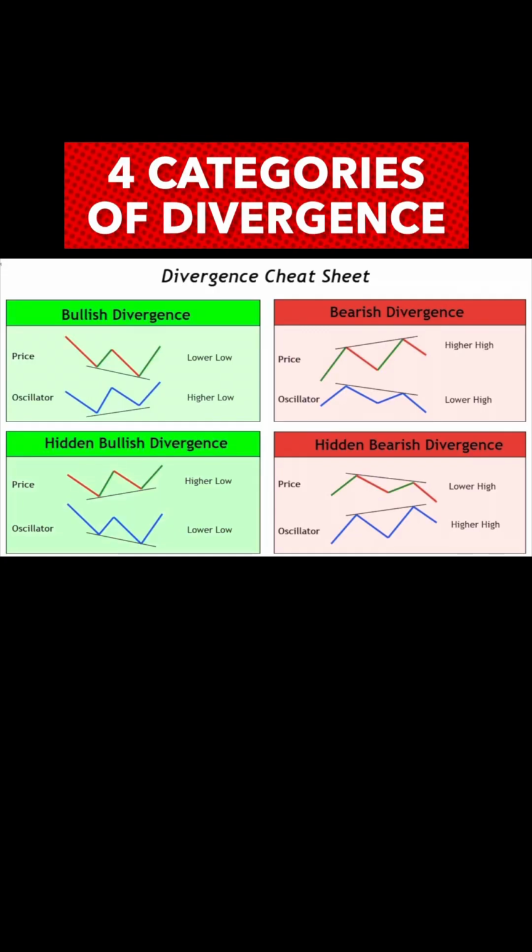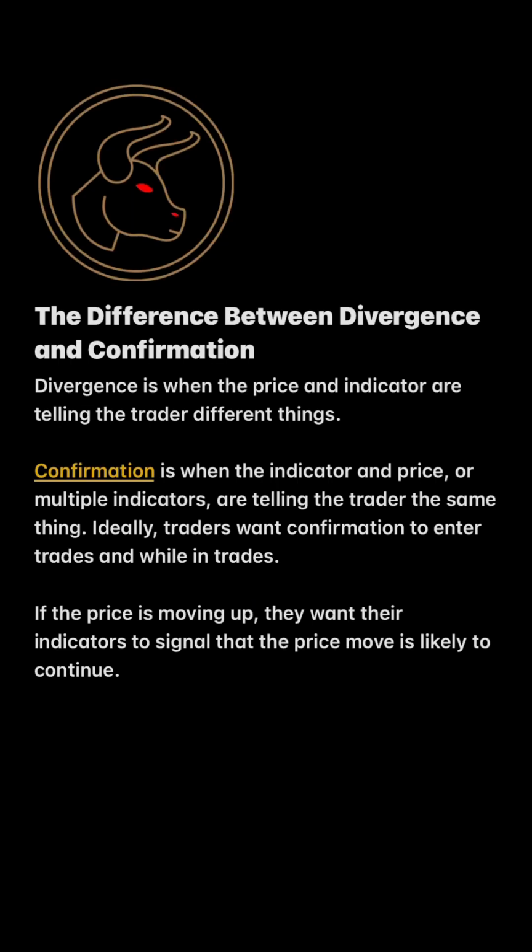Now, this cheat sheet is a great cheat sheet because it really gives you the 4 categories of divergence. And as you can see, each one has the price action associated with the oscillator. Right here, you have bullish divergence, bearish divergence, hidden bullish divergence, and hidden bearish divergence. And essentially, divergence is when the price and the indicator are telling you different things.